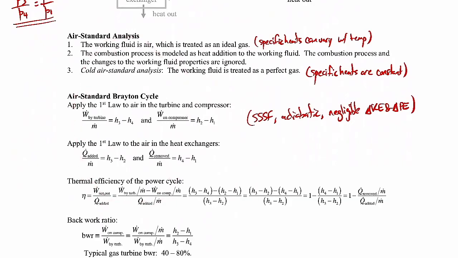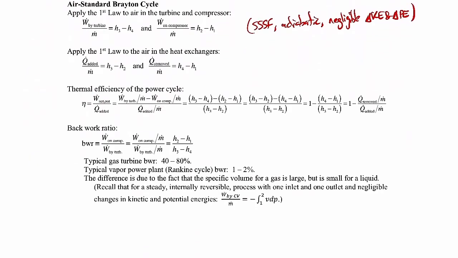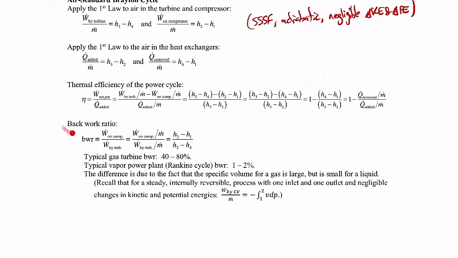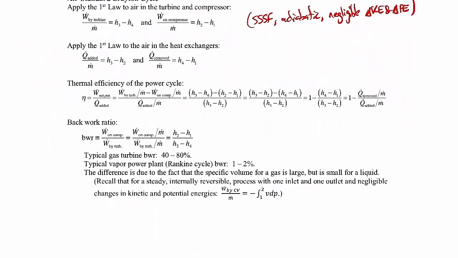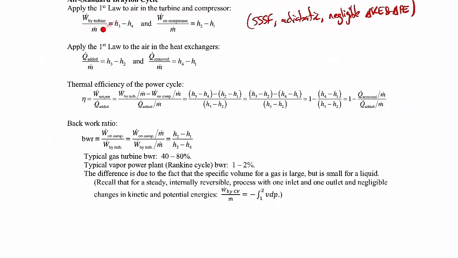There's nothing new here. We do have one new definition here, and this is a thing called the back work ratio. So BWR, the back work ratio is defined as the power that goes into the compressor divided by the power that comes out of the turbine. Or if you make use of our first law expressions up here, you can put it in terms of specific enthalpies. Now the back work ratio just tells us how much of our power that we're generating is going into the compressor. For a gas turbine engine, it's actually a pretty large number. I say here 40 to 80%.